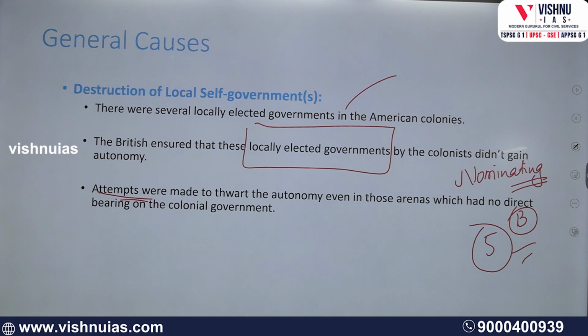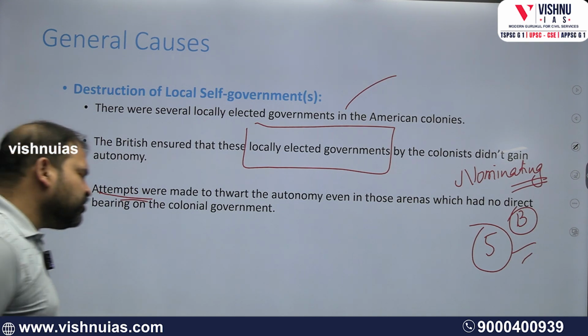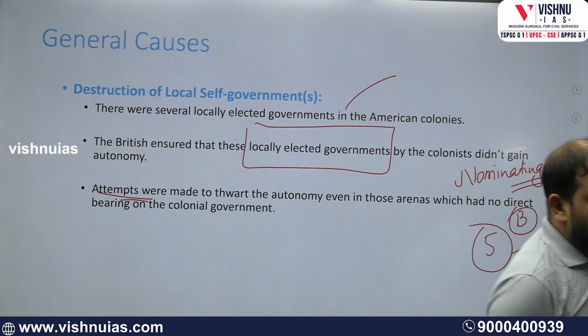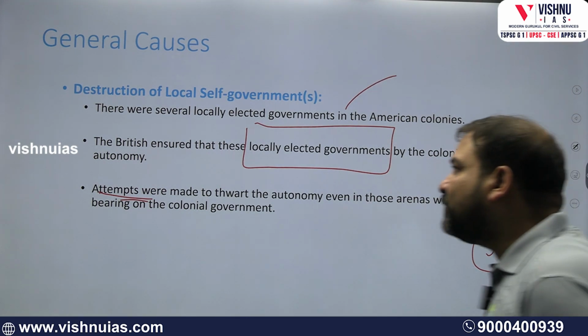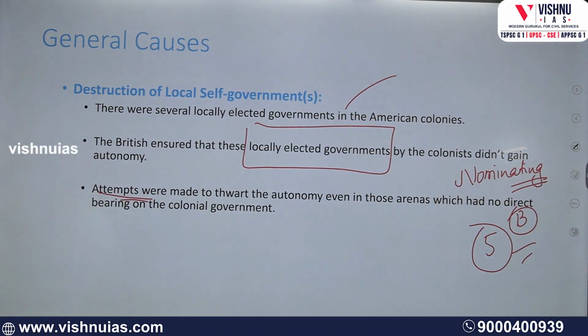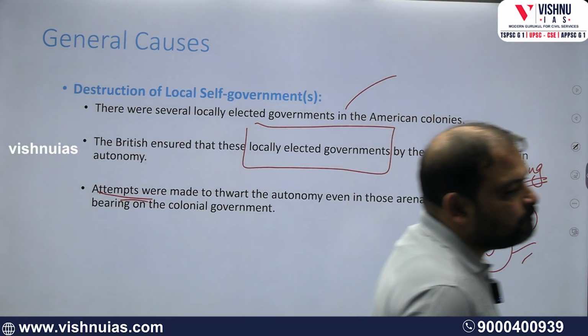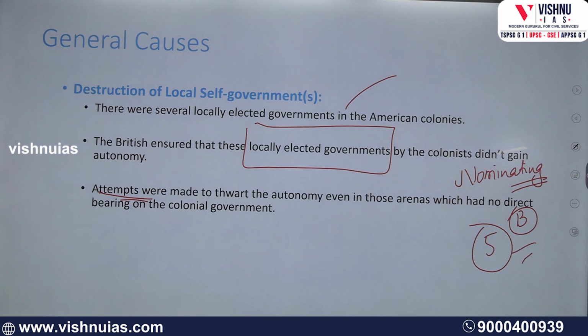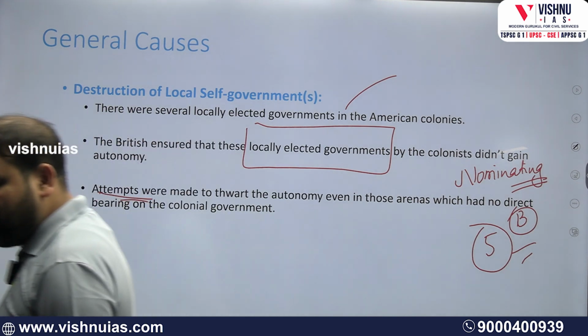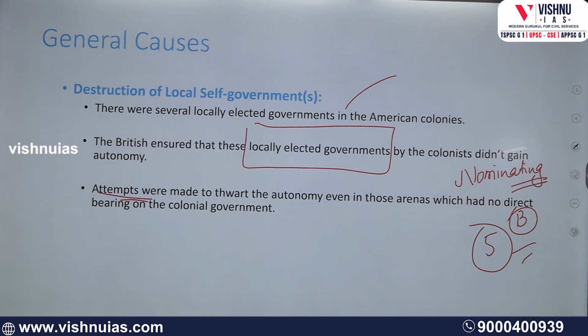Fourth. Fifth, you can write destruction of local self-government. Just write one line. The local self-governments were denied autonomy. That's more than sufficient.